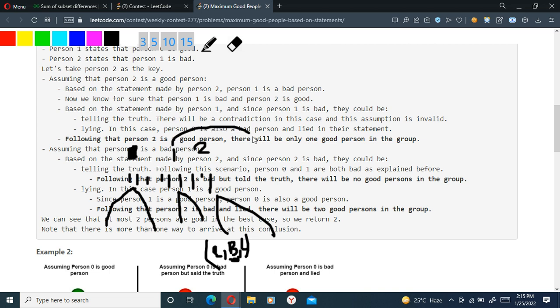Now this can have repercussions: either this guy is telling me a truth or this guy is telling me a lie. The thing is, there will be a contradiction in this case, and the assumption is invalid. If this guy is telling the truth, there will be a contradiction. And if this person is lying, in this case, person 0 is also a bad person and lying in their statement.